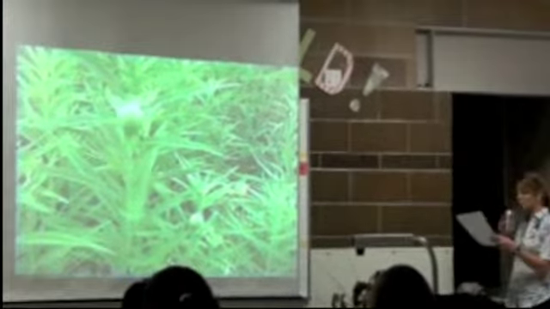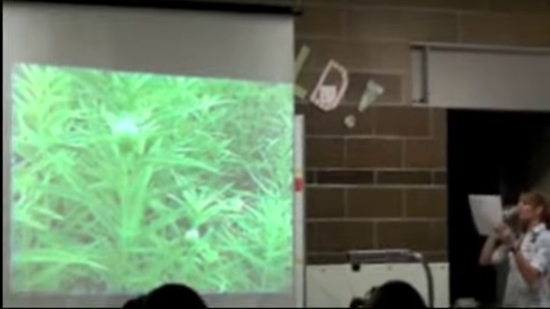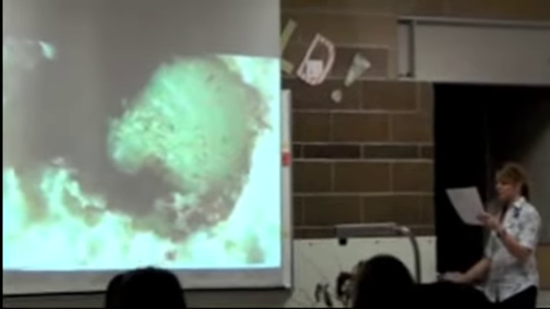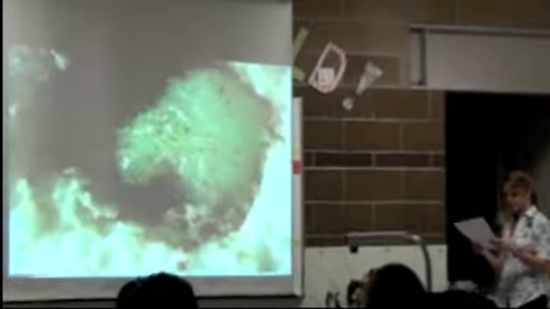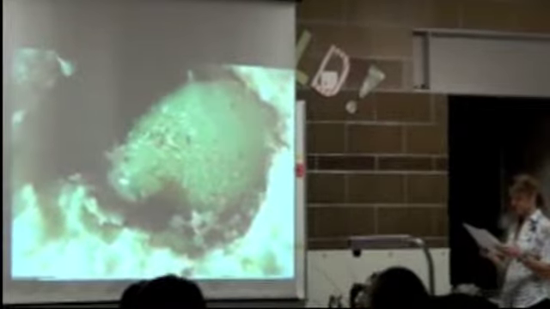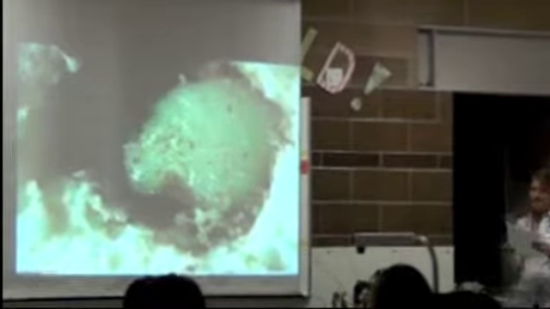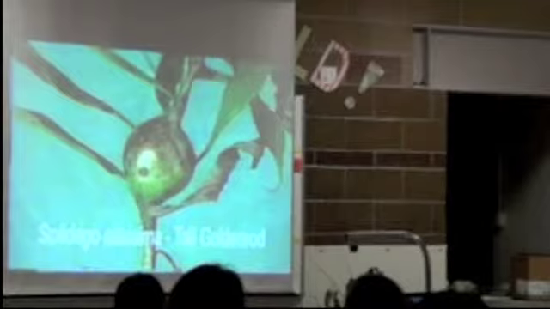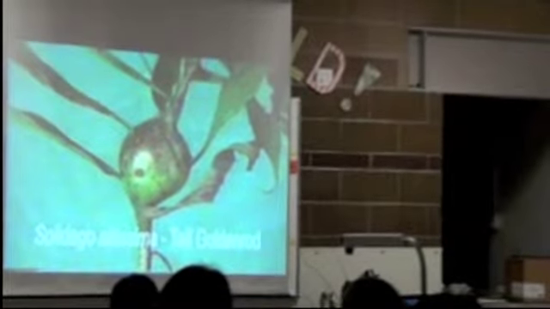Galls are indeed plant tissue, but this plant tissue does not serve to help the plant in its growth or reproduction. The plant has been induced to grow this tissue to provide food and shelter for an insect that lives inside. We will look specifically at the ball gall that frequently forms on the stems of the goldenrod species Solidago altissima, commonly known as tall goldenrod.